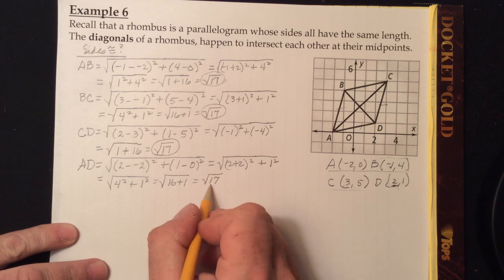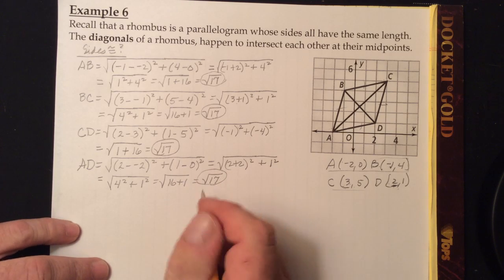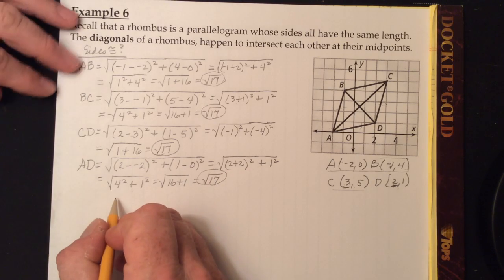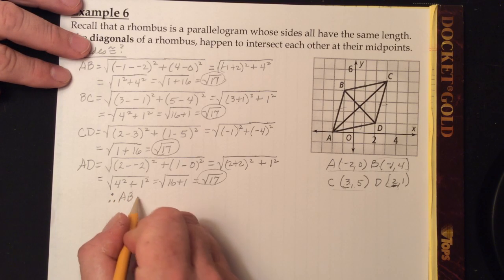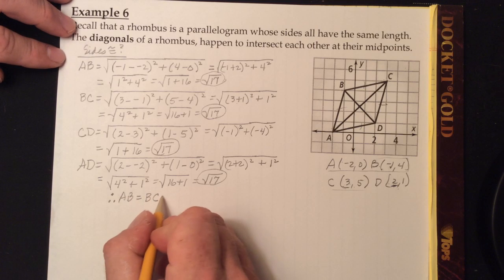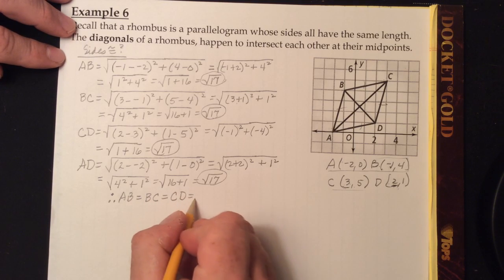Now if any one or two of these had not been the same, then this would not be a rhombus. So we would write something like this. Therefore, AB equals BC, which equals CD, which equals AD.